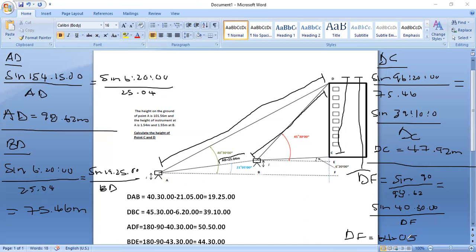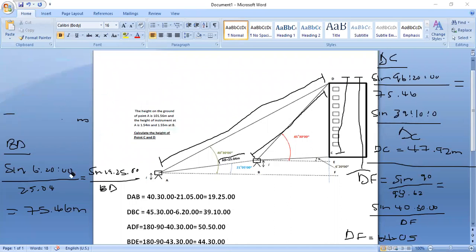I'm going to erase all of that, so I hope you're going to take down your notes. I'm going to erase because I have to do another part.